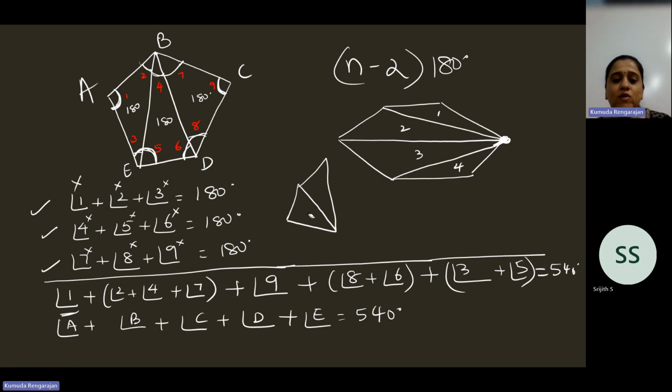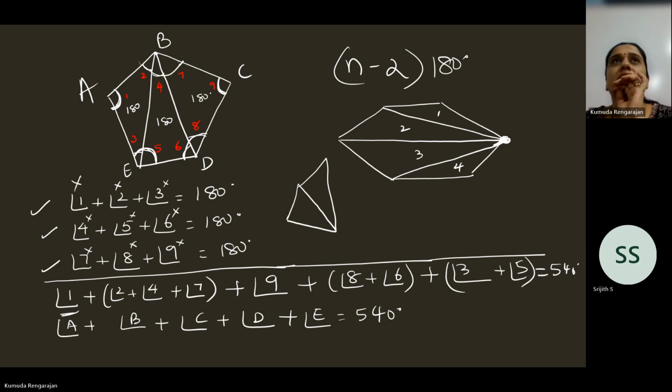What is the sum of all the angles in each of the triangles? If there's one triangle, the sum of the angles is 180. 2 triangles, 2 into 180. 3 triangles, 3 into 180. N minus 2 triangles, n minus 2 into 180.